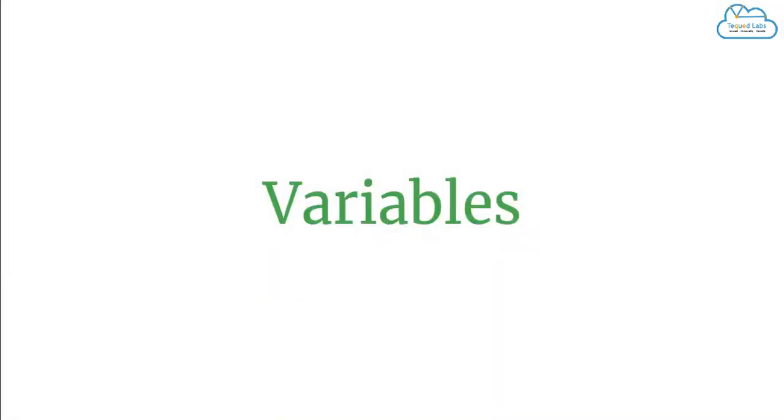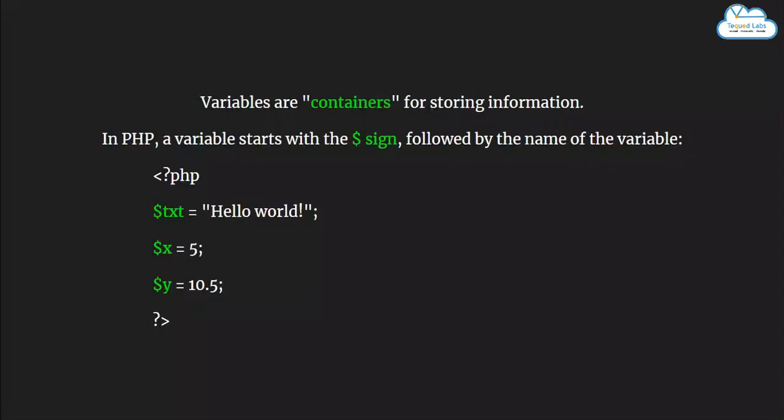Coming to the next topic, variables. Now what is a variable? A variable is nothing but a container for storing information, right? So in PHP, a variable starts with a $ sign followed by the name of the variable. In JavaScript and jQuery also we saw the dollar symbol used, right? So the dollar symbol in PHP means that it is a variable.